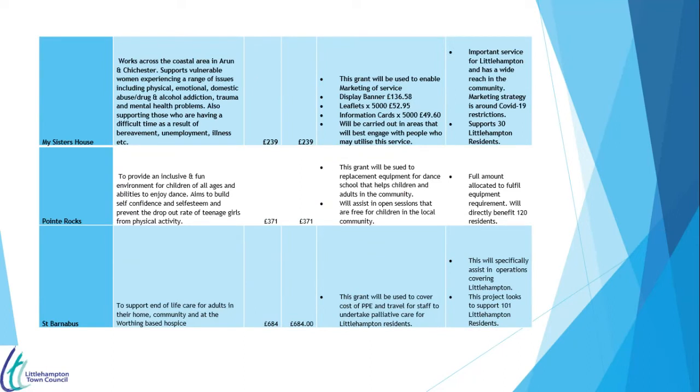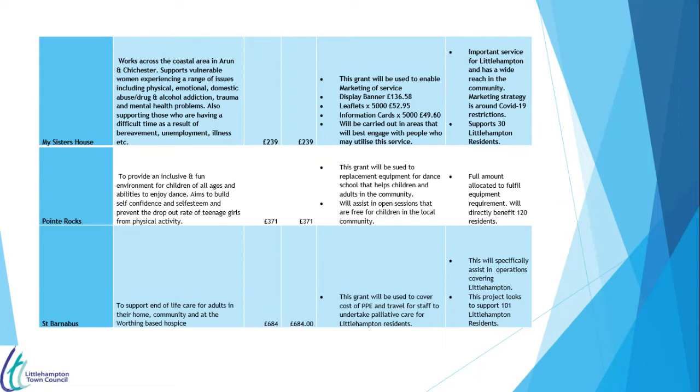My Sister's House. Grant requested £239, grant proposed £239. This grant will be used to enable marketing of the service. Below is a list of the marketing that we're looking to do. It will be carried out in areas that will best engage with people who may utilise this service. This is an important service for Littlehampton and has a wide reach in the community. Marketing strategies around COVID-19 restrictions supports 30 Littlehampton residents.